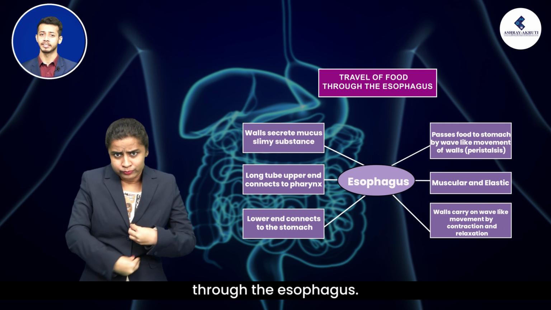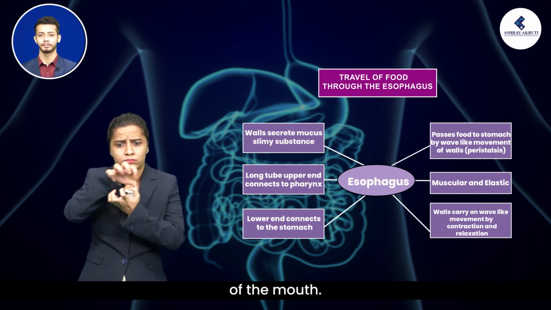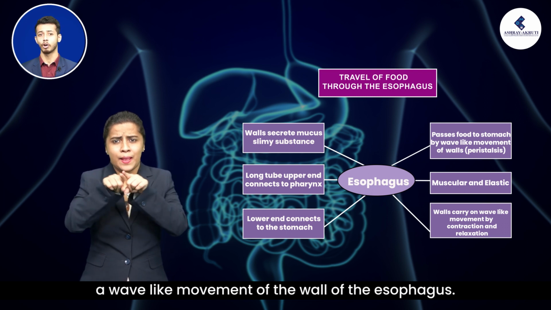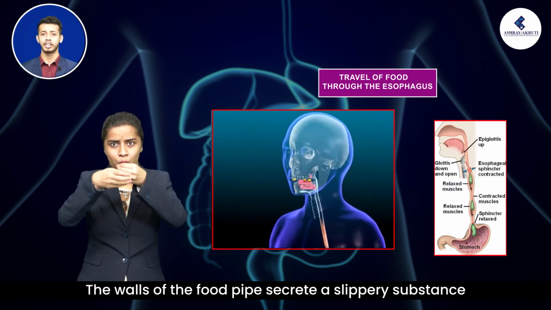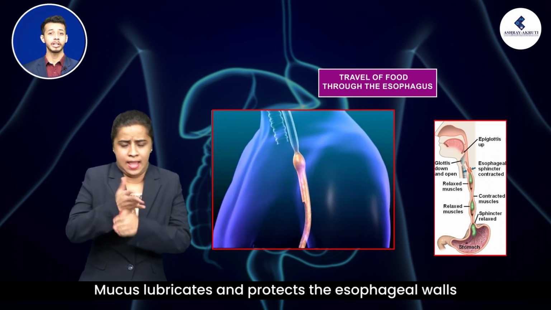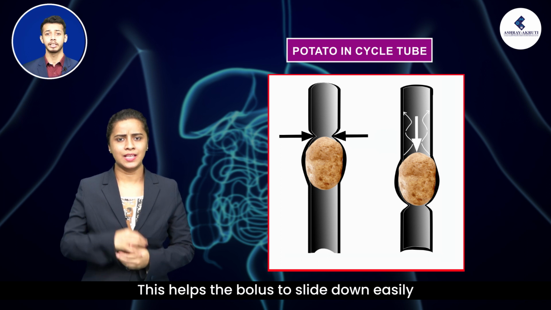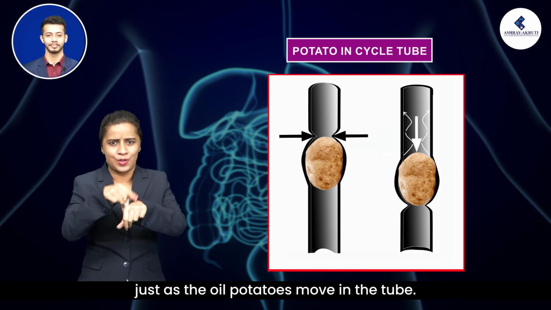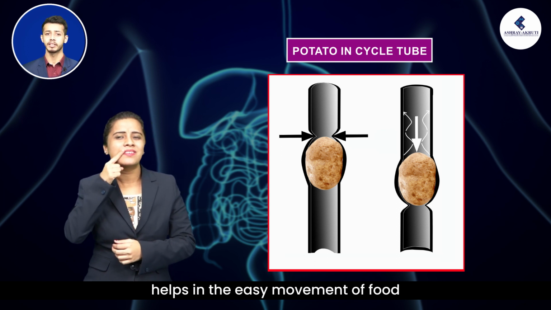Travel of food through the esophagus. The esophagus receives the food pushed by the swallowing action of the mouth. Peristaltic movement in the esophagus is a wave-like movement of the wall of the esophagus. The walls of the food pipe secrete a slippery substance called mucus. Mucus lubricates and protects the esophageal walls from damage. This helps the bolus to slide down easily, just as oiled potatoes move in a tube. The saliva in the bolus helps in the easy movement of food into the stomach.